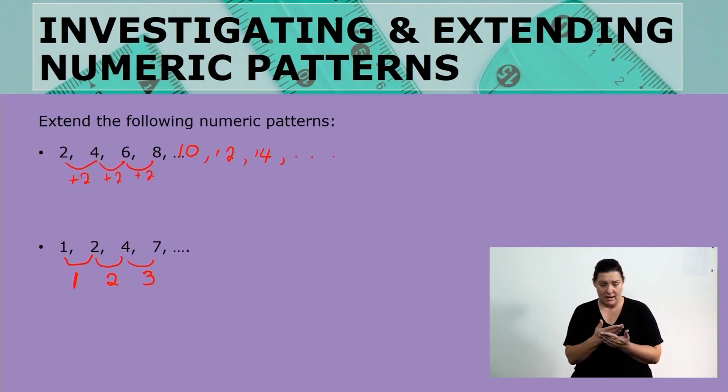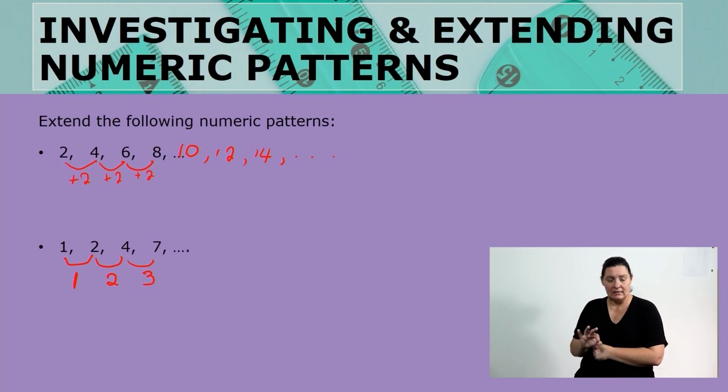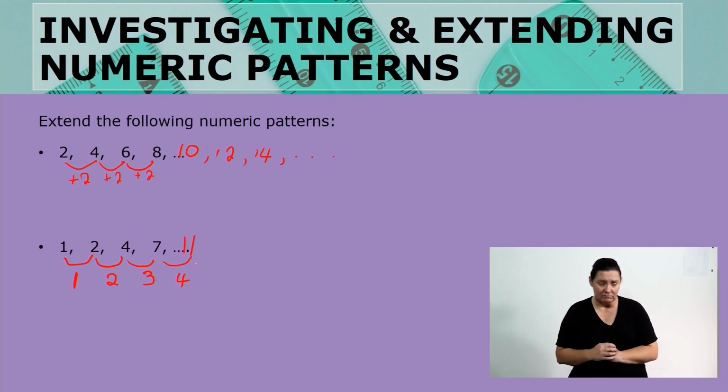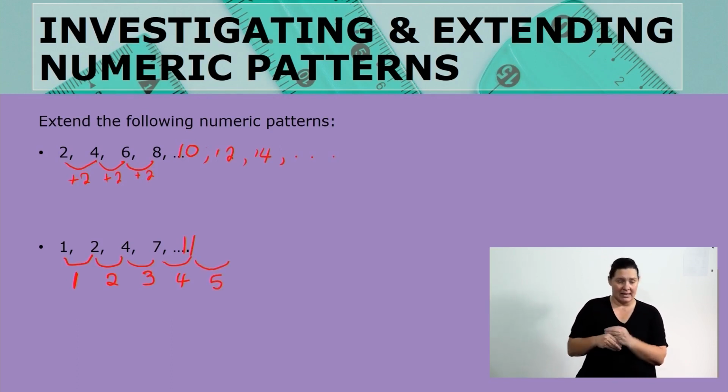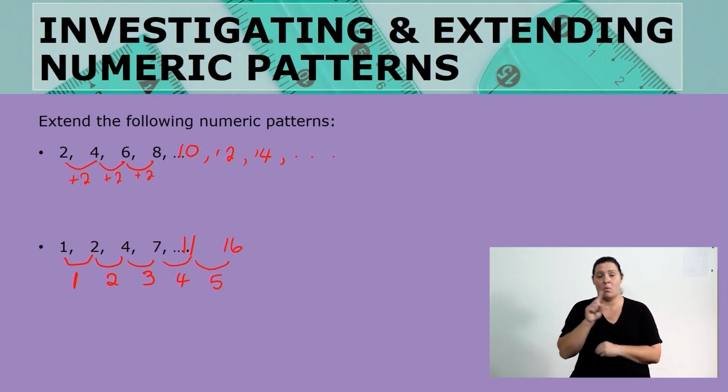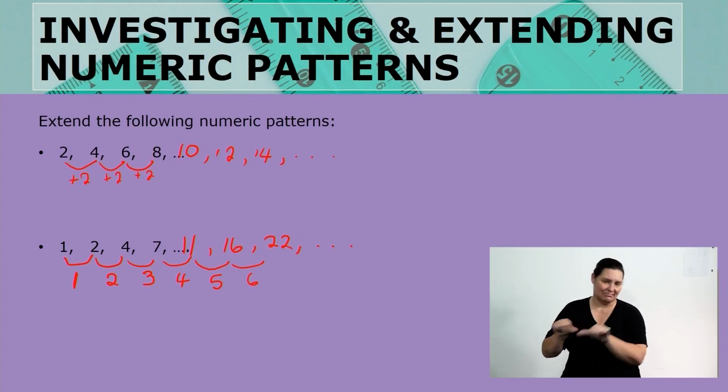Do you think you can calculate what the next term will be? So we started by adding 1, then we added 2, and then we added 3. So the next one, yes, you are correct. We are going to add 4. So when we add 4 to 7, we are going to get 11. The next one, we are going to add 5, and that is going to give us 16. And the next one, we are going to add 6, and that is going to give us, yes, 22. And again, you can continue that pattern however way you like.